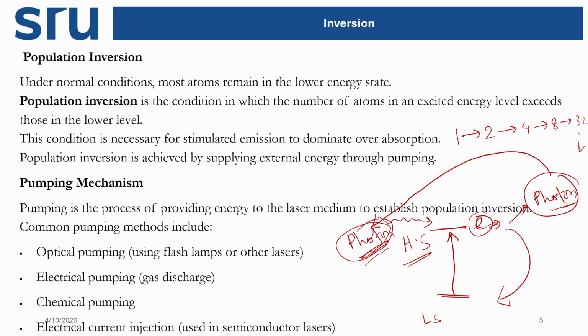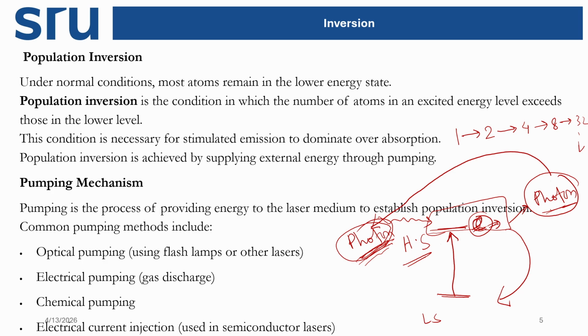Now, for these interactions of the photon with high energy electrons, and to create more photons overall, we need more high energy, unstable electrons in the high energy state. So for that, we need to provide the material with excess energy so that the maximum number of electrons come to the higher energy state.